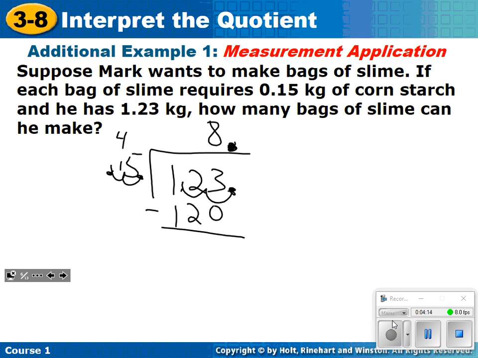He wants a full bag of slime. He doesn't want a half a bag. No matter what is here, no matter what number is there, it doesn't matter because it's not a full bag. So my answer is 8 bags of slime. I don't have to do the rest of the work. I can stop. I can answer the question without doing anything else. You understand what I'm saying? Okay.